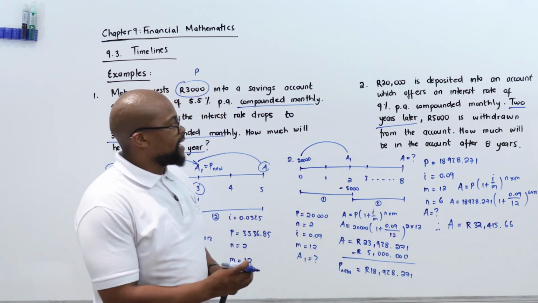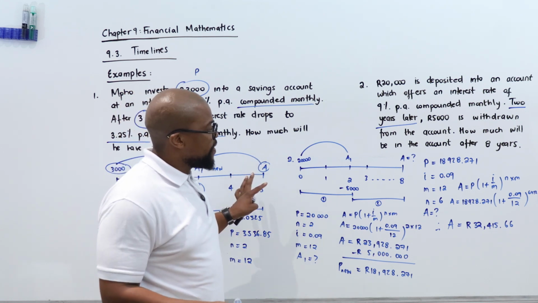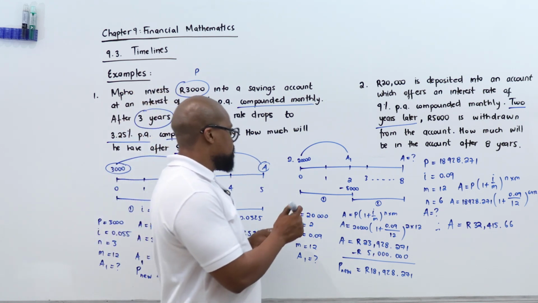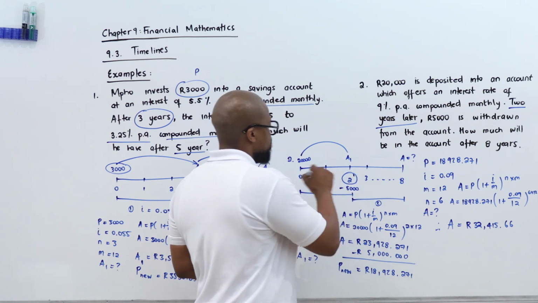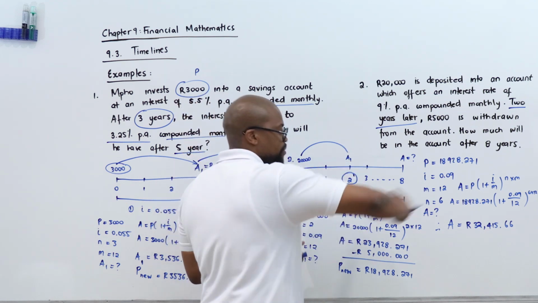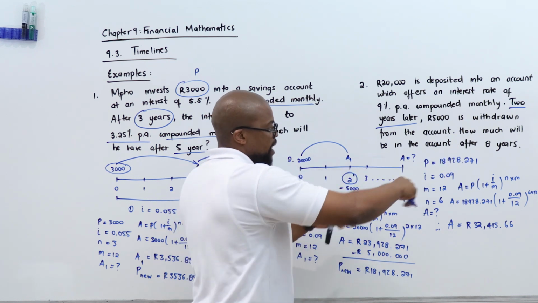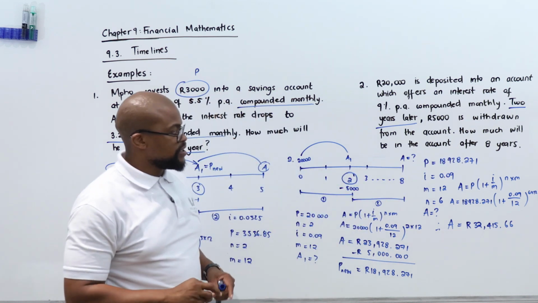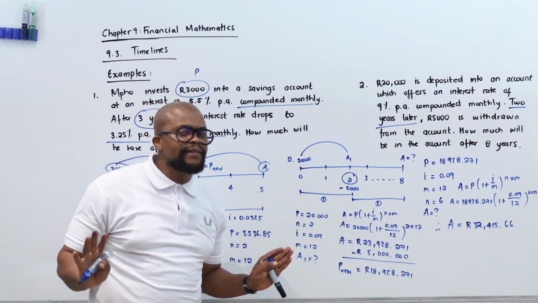But again, as I said, the solution technique is basic. You always target the year where there's a change. You accumulate your P to that year, and then you make the adjustments, and the rest of the investment will then apply the additional information. So basically it's timelines, there isn't anything untoward to it.